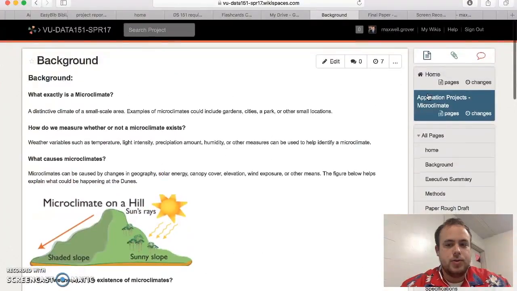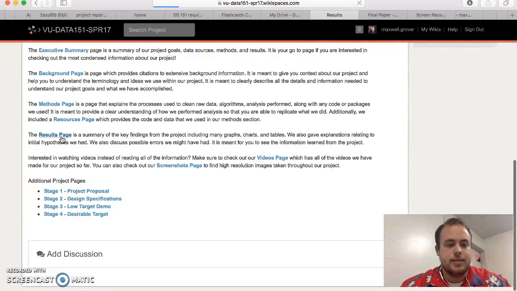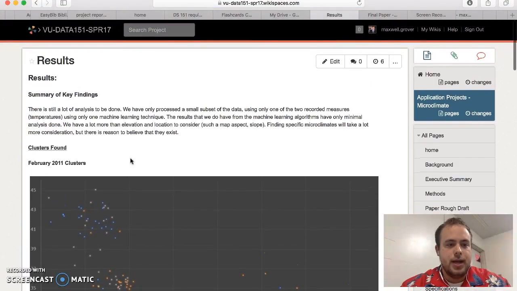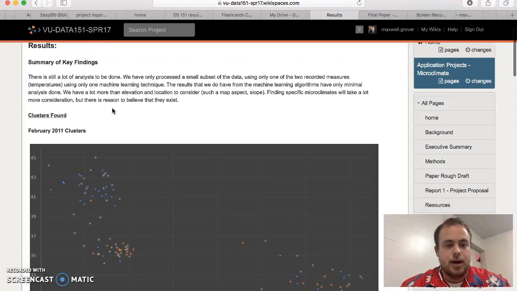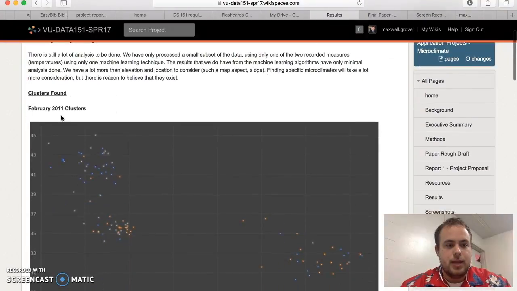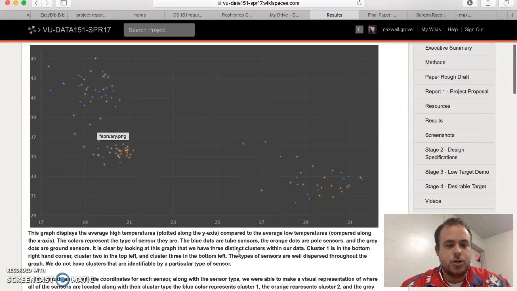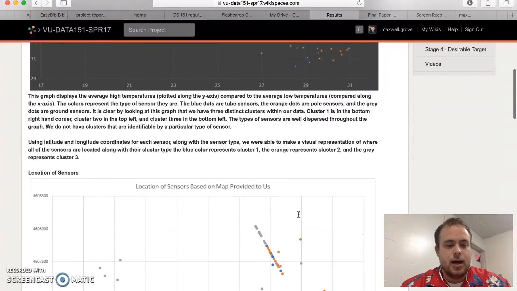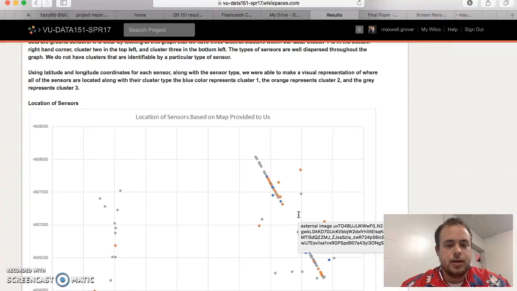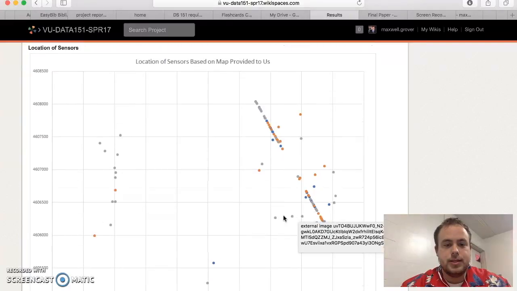I talked about the methods a little bit, so I will check out the results next. The results section covers a summary of our key findings, which are that we were able to create a uniform data set using a Python script, which is given in the resources section. We were also able to find these distinct clusters, which in some ways promoted the existence of a microclimate, in other ways they didn't. Unfortunately, we were unable to convincingly decide. We did say that there was a trend towards the existence of microclimates.